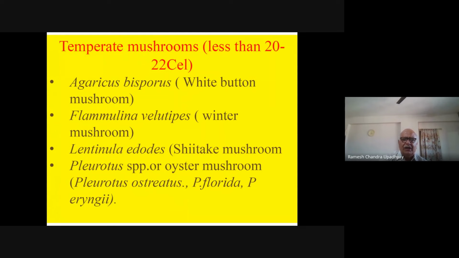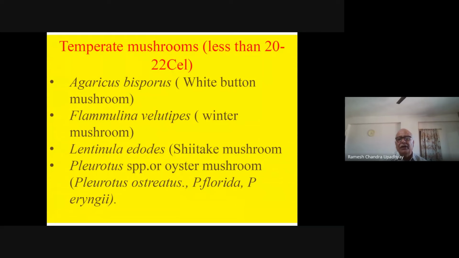Similarly, third is Lentinula edodes mushroom. This is also known as shiitake mushroom or Japanese mushroom. This mushroom is very popular because it has medicinal properties, anti-cancer properties. Shiitake is a common name. Shii is a kind of oak tree, take means mushroom. This mushroom is found growing on oak trees. That's why it is known as shiitake mushroom.